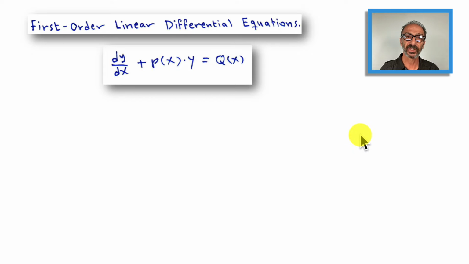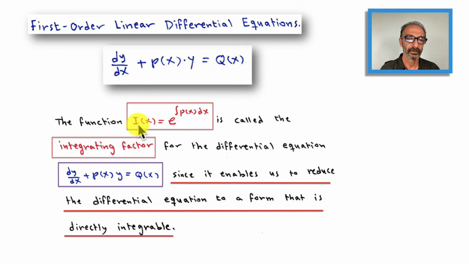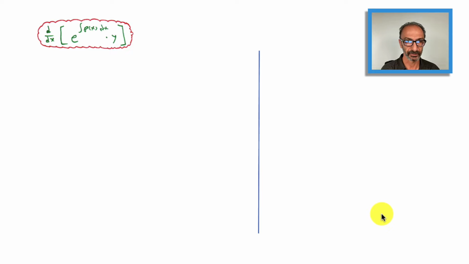First order linear differential equations look like dy/dx plus p of x, a function of x, times y, equals another function, q of x. The function I of x, which is e to the power integral of p of x dx, is called the integral factor. So in short, later on, instead of writing all this, we just write I for the differential equation given to us, which is linear and first order, since it enables us to reduce the differential equation to a form that is directly integrable. And this is how it works.